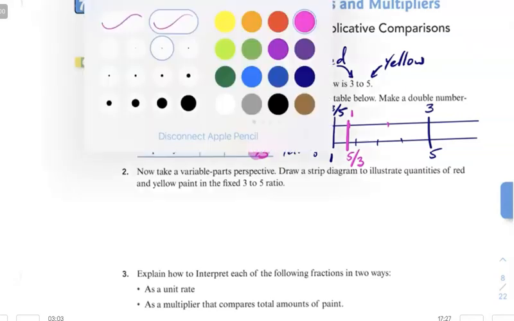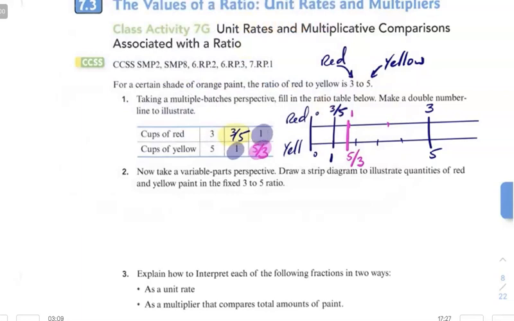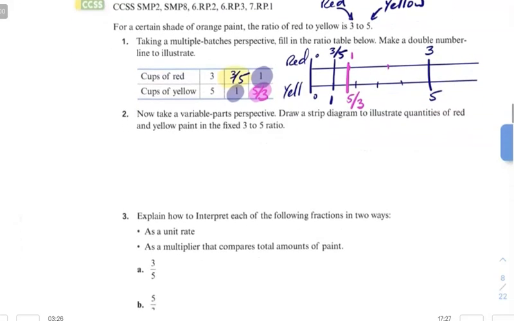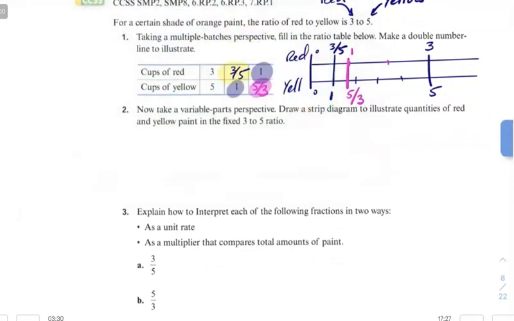So notice we've created something that is relating each of the paint amounts to 1 cup of the other paint amount. That is really called the unit ratio. Okay, so how many cups of red do you need for 1 cup of yellow? So we're able to describe that as a unit ratio.